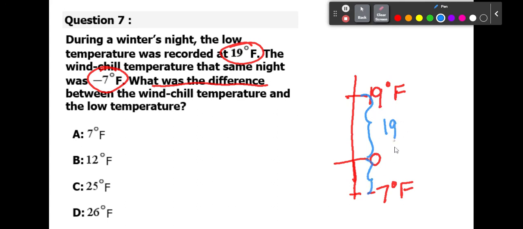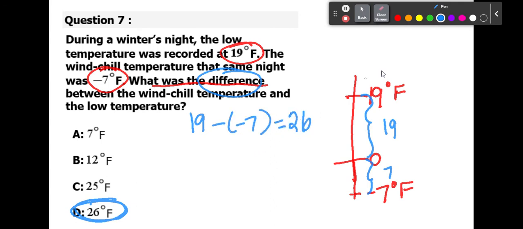So this is 19 degrees here, but this is 7 degrees here. And when you add them up, it tells you that there was 26 degrees between them. Difference also means subtract. So 19 minus a -7 equals 26. If you're not good with your integer facts, keep change, change, or add the opposite. Really makes that 26-degree difference.